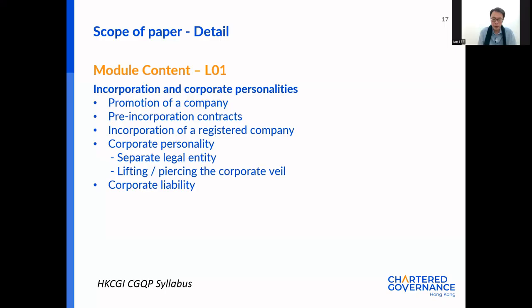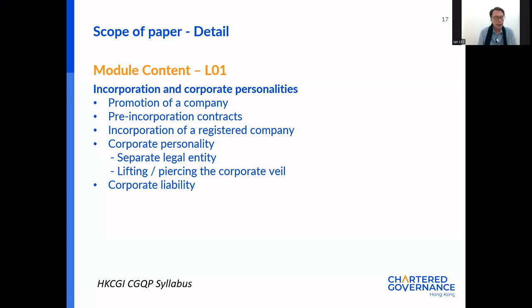Okay, so then to pre-incorporation contracts. As I mentioned before, it's entirely possible for the promoter to enter into a contract on behalf of a company before a company is formed. So I'll give you a very simple example. Let's say you want to start a new restaurant and you intend to set up a company to own and manage that restaurant business. So before everything is done, you are keen, you want to get everything ready. The sooner you can start running your business, the sooner you start to make money, have some income, then you can have some profits to offset the costs.